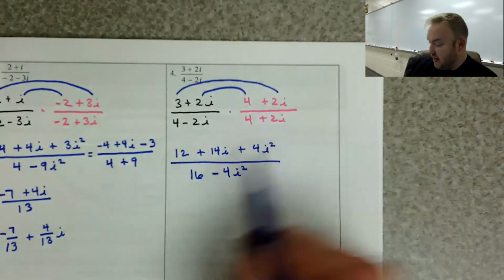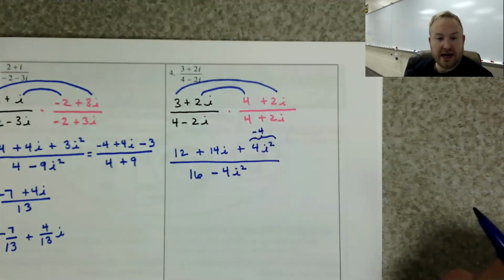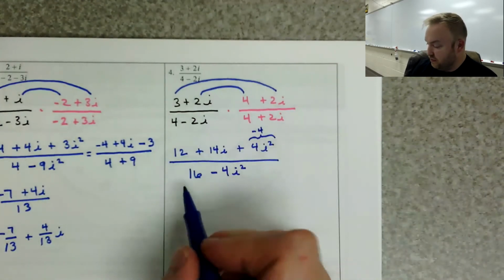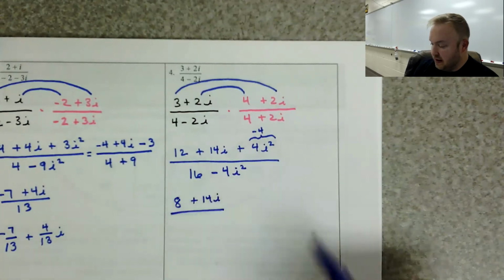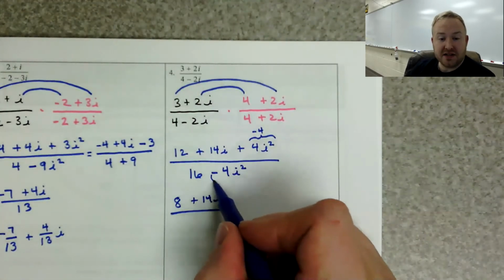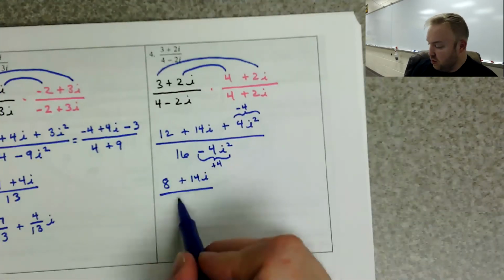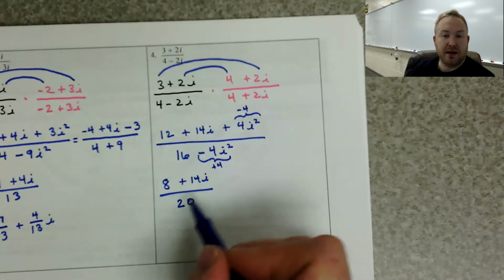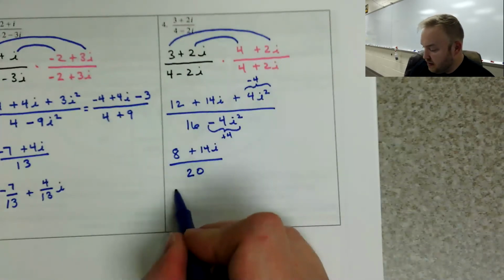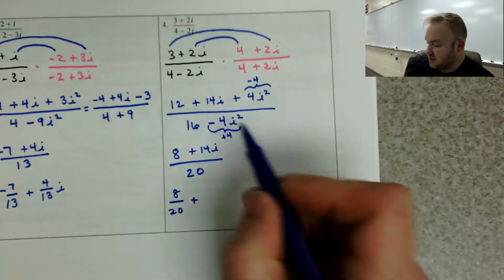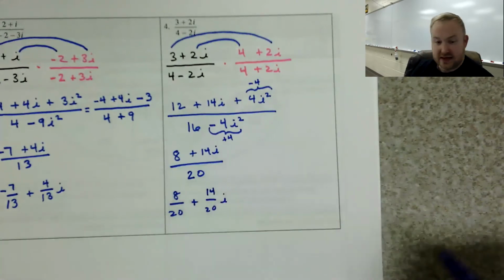In the numerator here, that 4i squared is going to become a -4. Right? That's really going to be a -4. So 12 plus -4 is 8. And then we have our plus 14i. In my denominator, this minus 4i squared is going to become a +4. So I have 16 plus 4, and that's 20. There's my real number in the denominator. Now I distribute that division. 8 divided by 20 is 8/20, plus 14i divided by 20 is 14/20 times i.